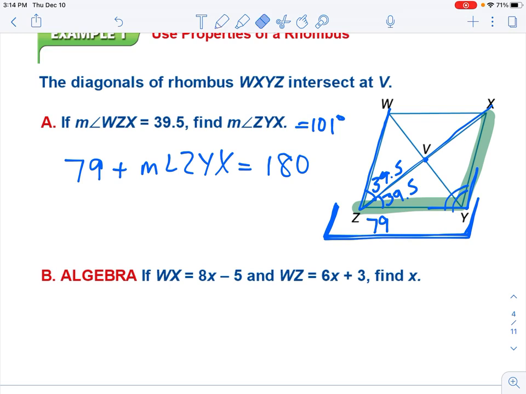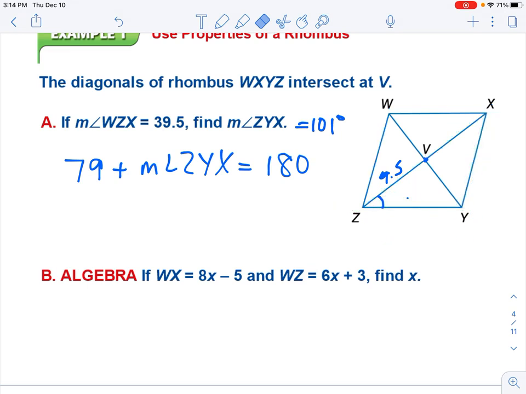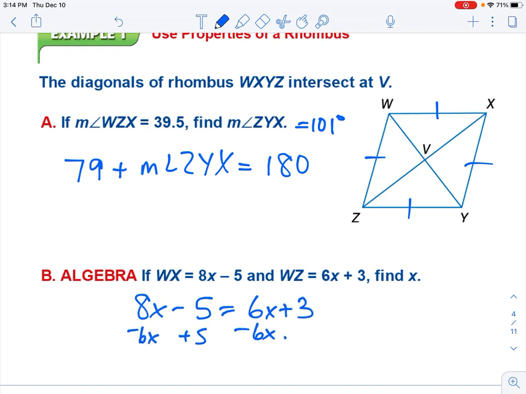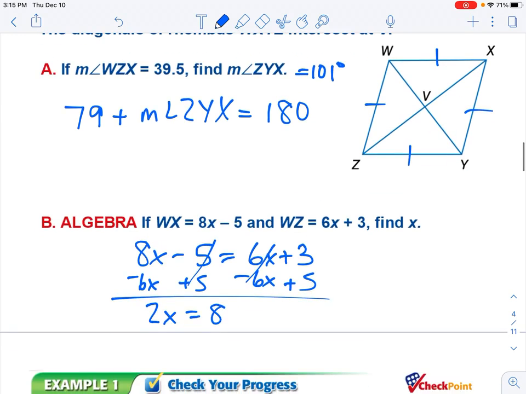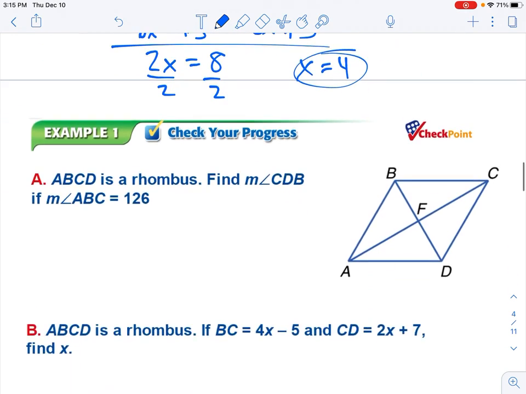And then perhaps even easier is solving for the value of X. We know in a rhombus all side lengths are congruent. So we can go ahead and say that WX is congruent to WZ, as well as XY and YZ. And then we just set them equal and solve for X. And then we have our solution for X is 4.